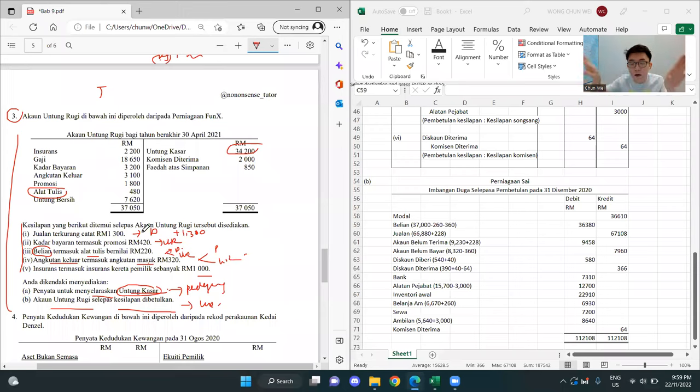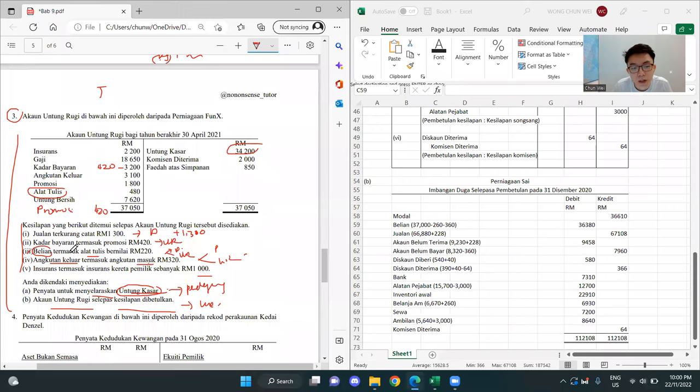Number two, kadar bayaran termasuk promosi 420. So, I have to take it out lah. Okay? Because the promosi should be in promosi. Kadar bayaran should be kadar bayaran. So, the kadar bayaran here, 3,200, termasuk 220, which is for, 420, which is for promosi. So, here, I have to take out 420, and then I have to put it in promosi 420. So this is like a kesilapan apa? Kesilapan commission. Belanja-belanja mah. Okay, so we put it at the wrong account. That's why I have to take out and put to the right account.